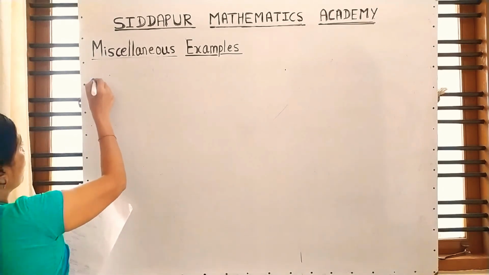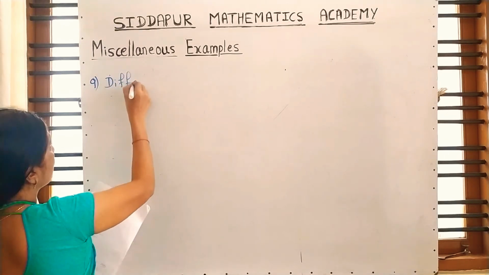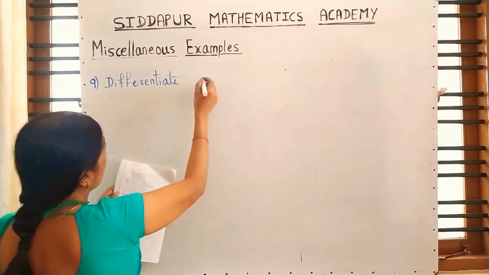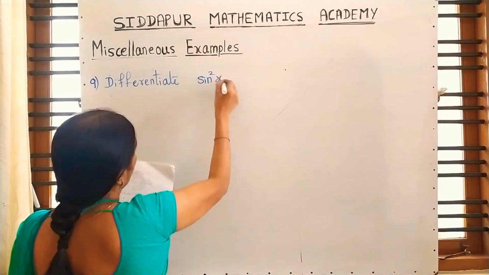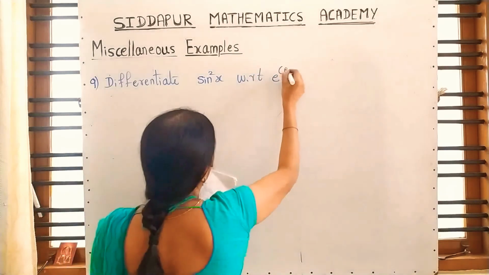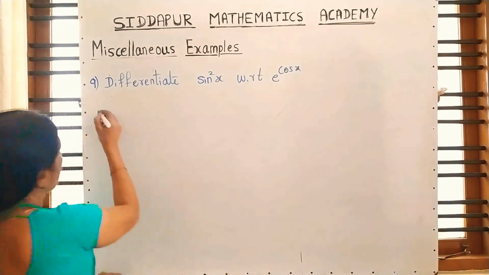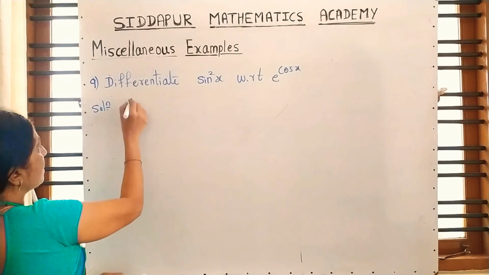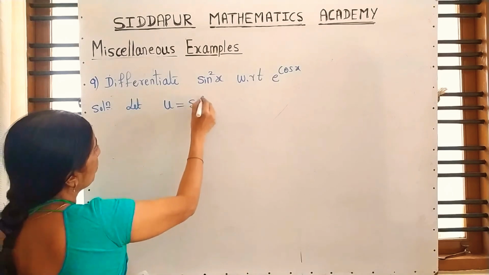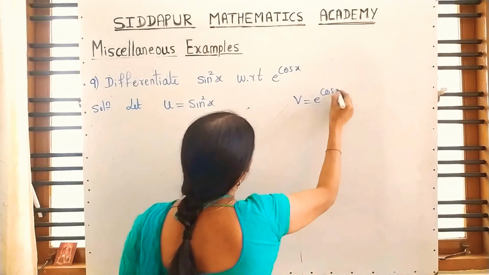See, 9 is an important question. Differentiate sin square x with respect to e raised to cos x. This is one term with respect to another term. x is already there in the problem, that's why instead of x and y I am taking u and v. Let u is equal to sin square x and v is equal to e raised to cos x.